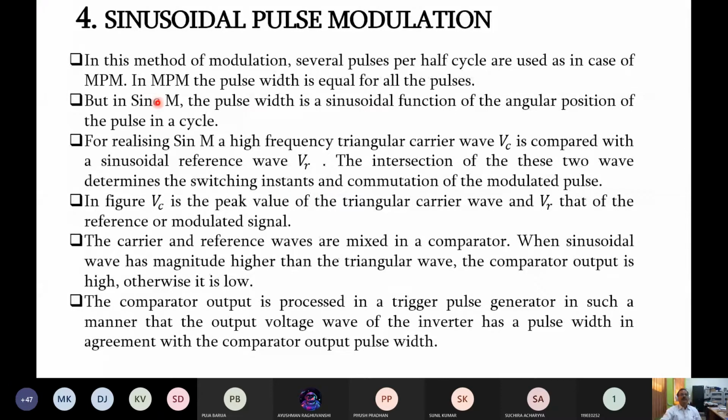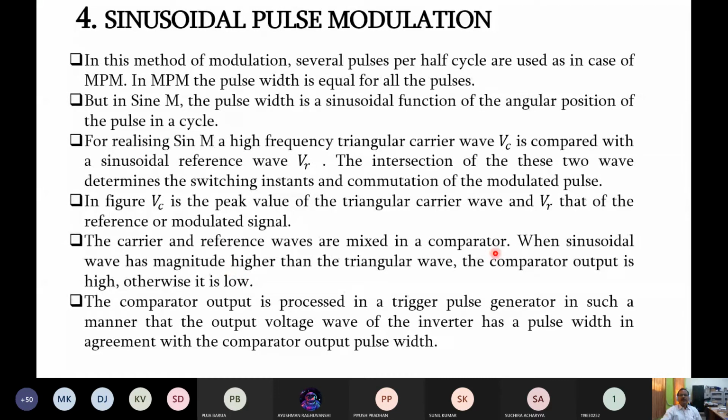So here also, like your multiple pulse modulation, there are several pulses per half cycle. Several times the switching happens. But in multiple pulse modulation, the pulse width is equal for all pulses. Pulse width is the same, but here, since the magnitude of the sinusoidal reference wave changes, the pulse width also changes. Okay.